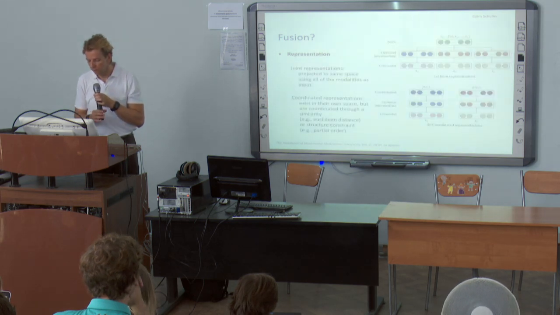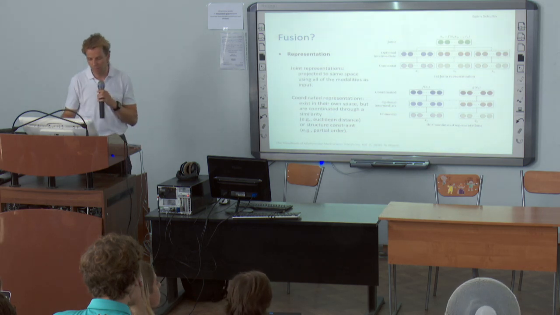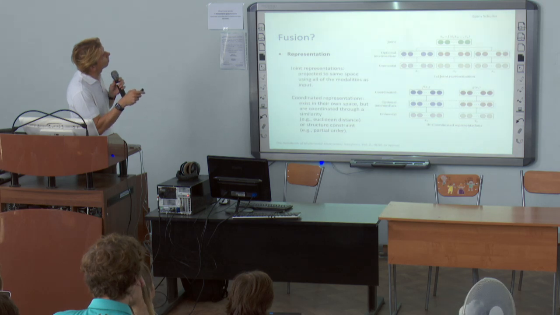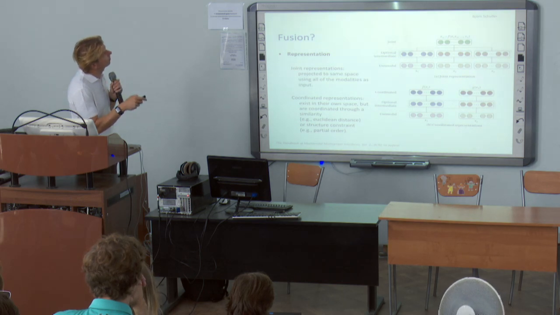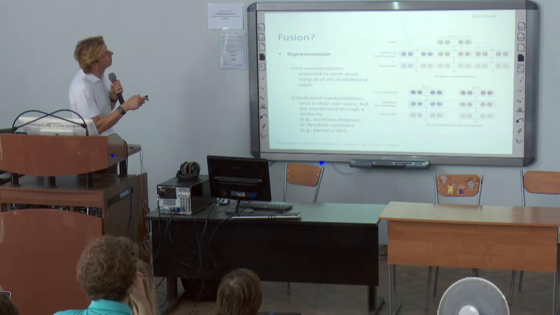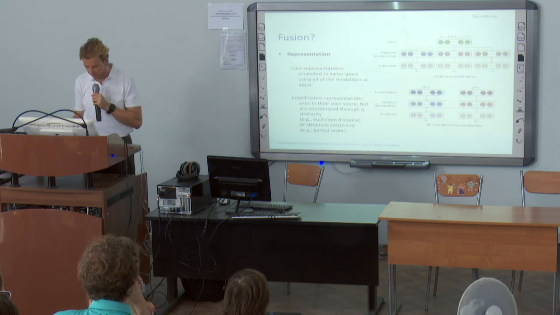Now similarly, you could distinguish on representation level between joint representation, where you have the information projected to the same space. So here you have your joint representation from unimodal features, for example, and optional intermediate processing. But you use all of the modalities as input. As opposed to that, you have coordinated representation existing in their own space, but coordinated through a similarity, for example, Euclidean distance. So here you have your coordinated representation as opposed to the joint representation. So they are individual in terms of representation, but could still have some similarity.